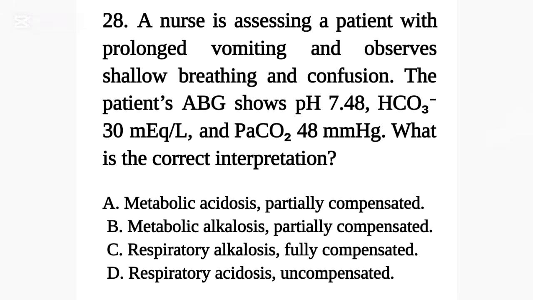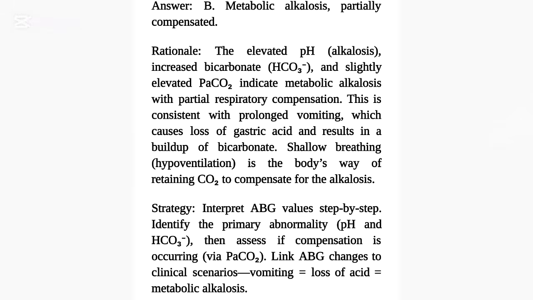28. A nurse is assessing a patient with prolonged vomiting and observes shallow breathing and confusion. The patient's ABG shows pH 7.48, HCO3 30 milliequivalents per liter, and PaCO2 48 millimeters of mercury. What is the correct interpretation? A. Metabolic acidosis, partially compensated. B. Metabolic alkalosis, partially compensated. C. Respiratory alkalosis, fully compensated. D. Respiratory acidosis, uncompensated. Answer: B.